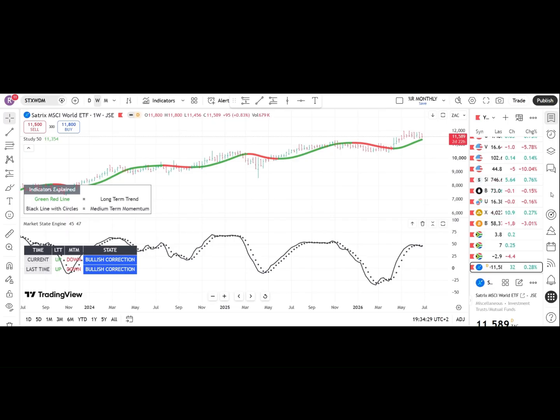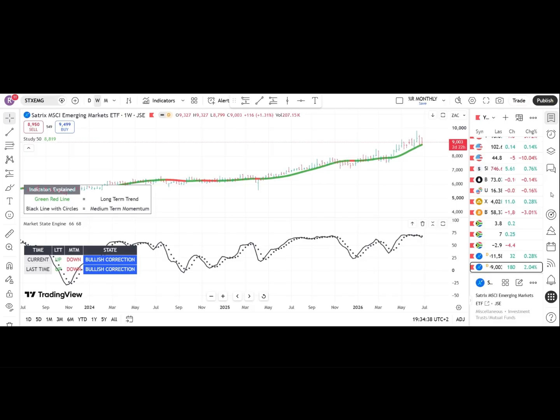The Satrix MSCI World ETF is continuing its bullish correction. The MSCI Emerging Markets ETF, Satrix, is also continuing its bullish correction.